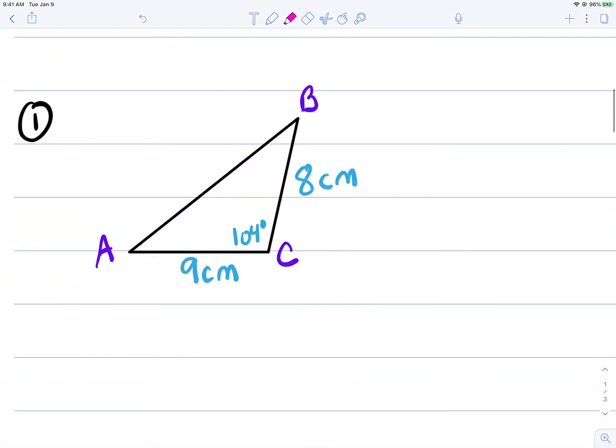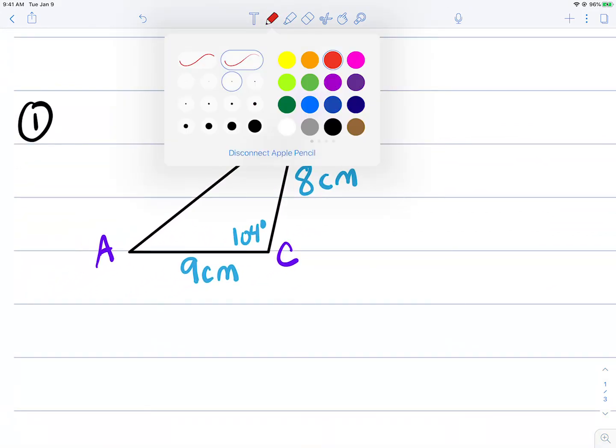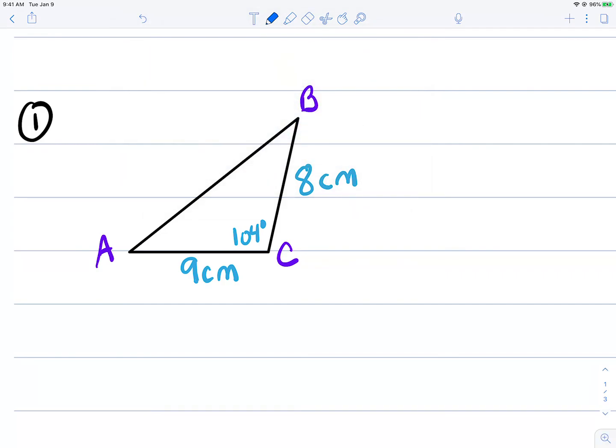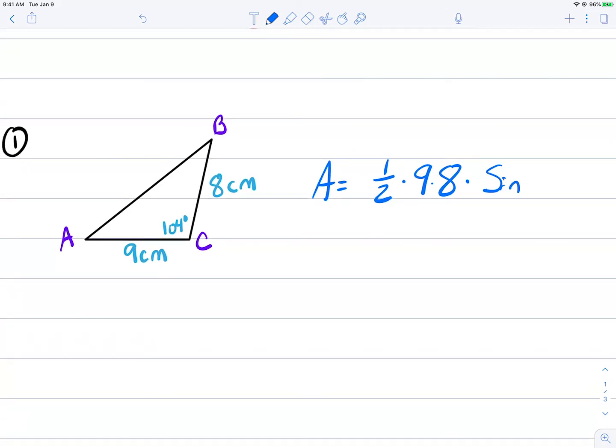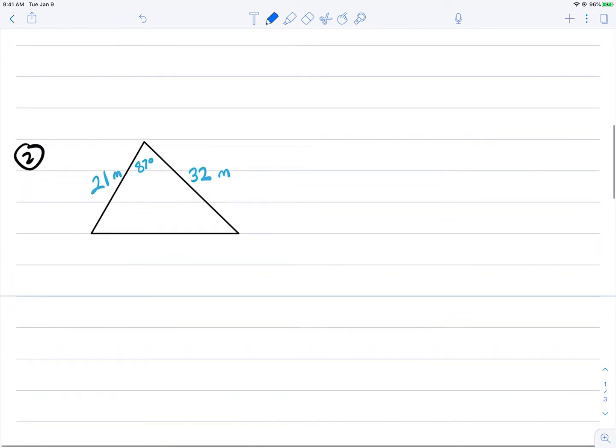So here's a problem we're going to try. We have the included angle is 104 degrees, and the two sides are 8 and 9. So the area is 1/2. Now we're going to multiply the two sides, 9 times 8, times the sine of 104. So if you input all of the pieces and put it into your calculator, you're going to get about 34.9 centimeters squared.